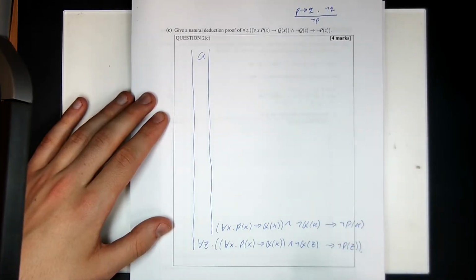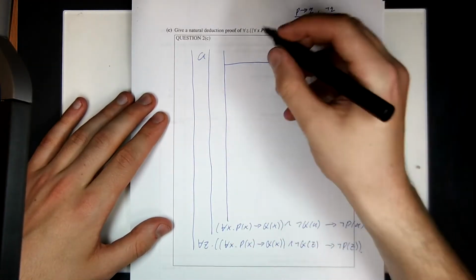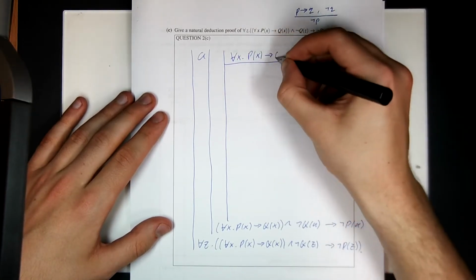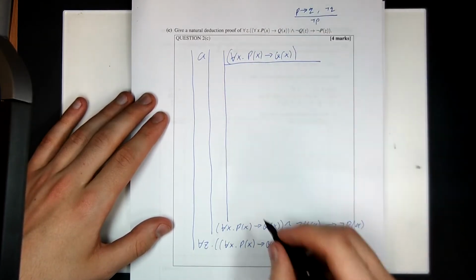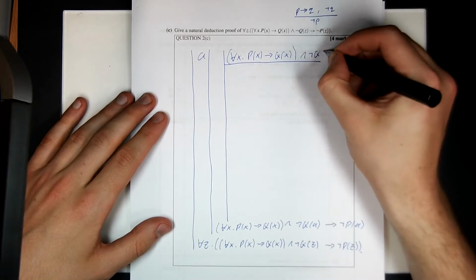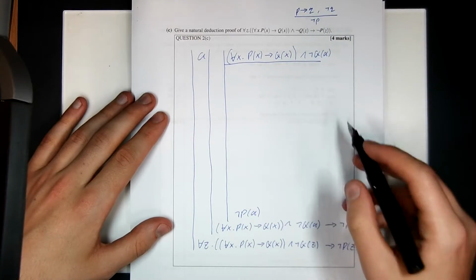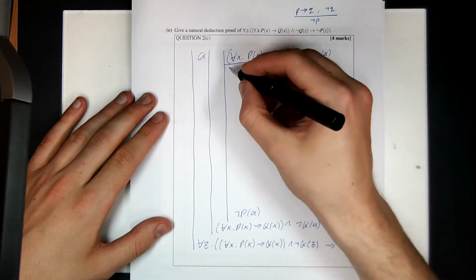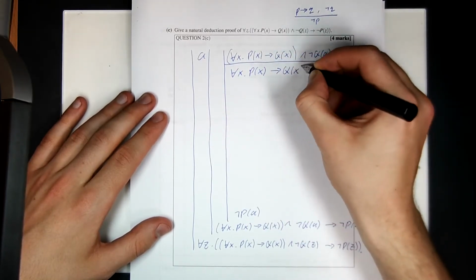Okay? How do we prove this statement? Well, this is an implication, so we assume the left and derive the right. So we assume the left side: for all x, p of x implies q of x, and not q of a. We assume this, try and derive that. Okay? We have this equation here, so that means we can use AND elimination to break it up into two parts: for all x, p of x implies q of x, and not q of a.